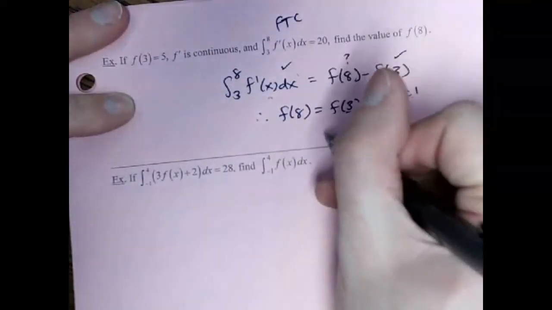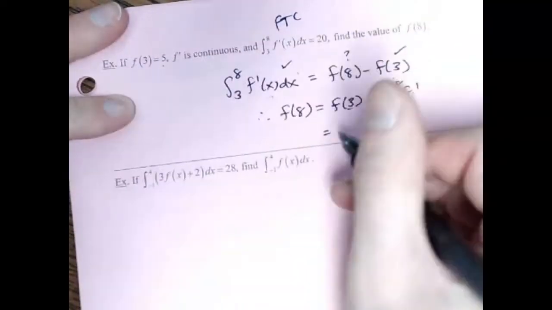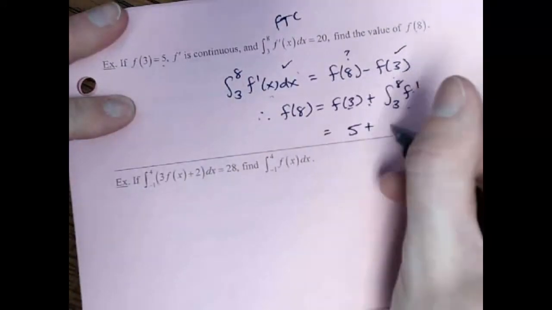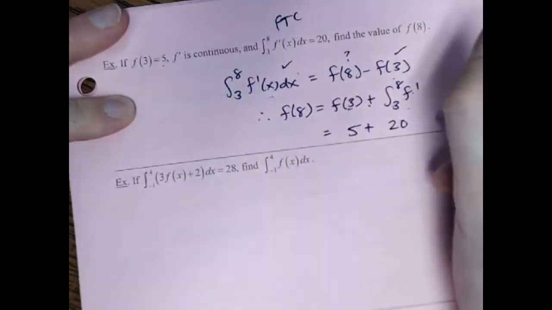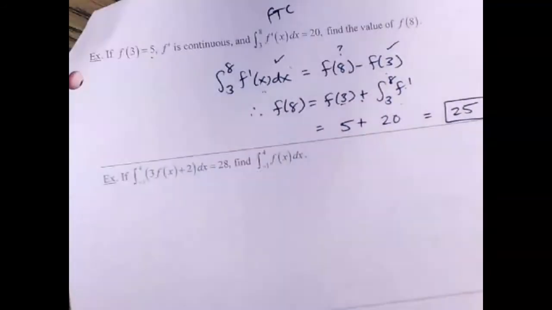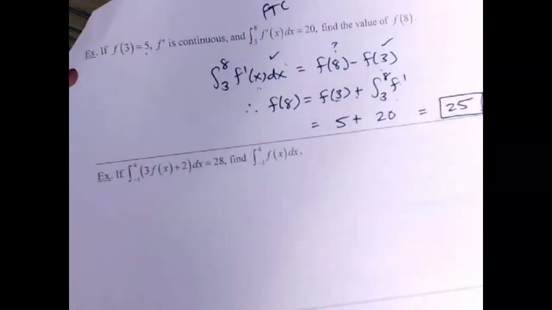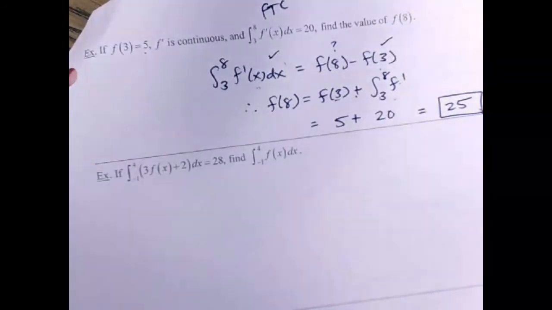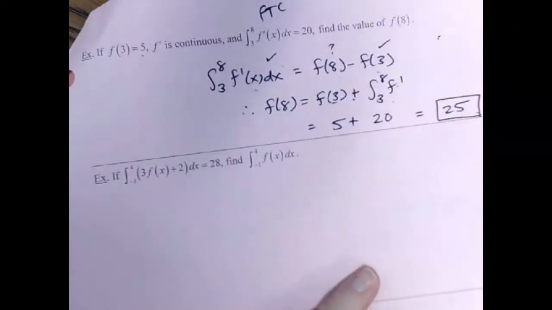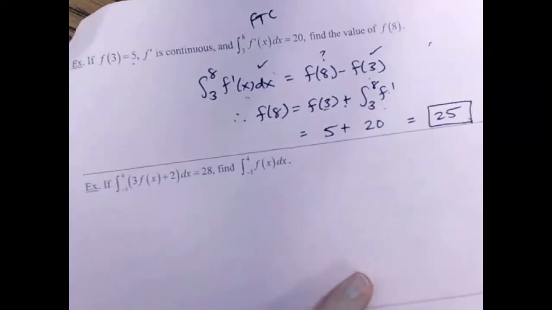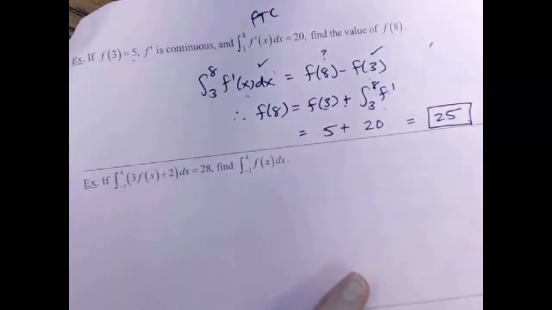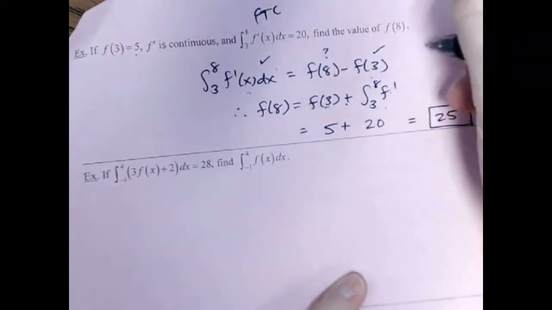Then just plug it in. F of 3, it told us was 5. And then that integration, it told us was 20. So if your parents ask what you did in calculus today, you say, Mom, Dad, I did 5 plus 20 today. That's the math we did on this question. Right? This is an AP exam question, and the math that you did is 5 plus 20. But you have to understand the fundamental theorem of calculus, right?